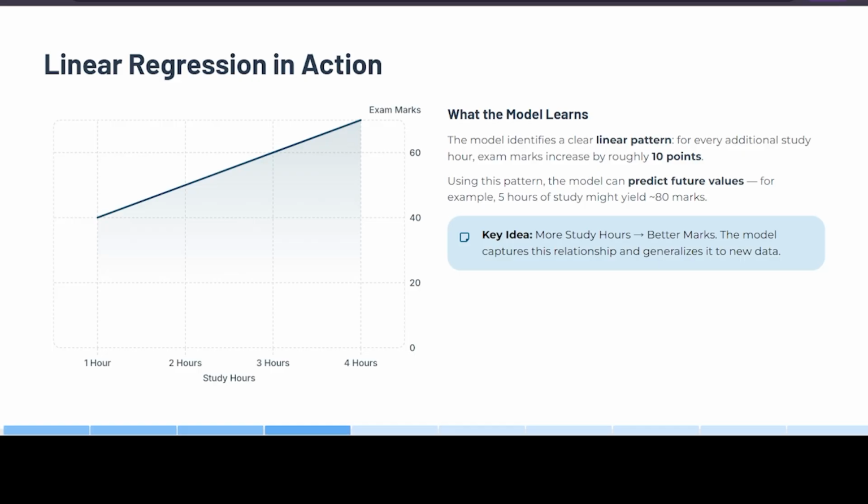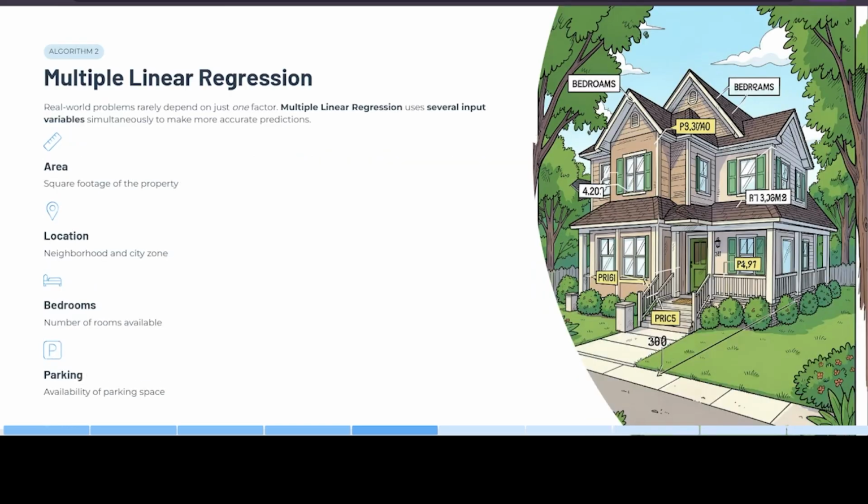Whenever the answer is a category, you will be using a classification algorithm. Whenever it is a number, that means linear regression. Keep that in your mind. So the next algorithm is multiple linear regression. First we saw linear regression. Now we are going to see multiple linear regression.